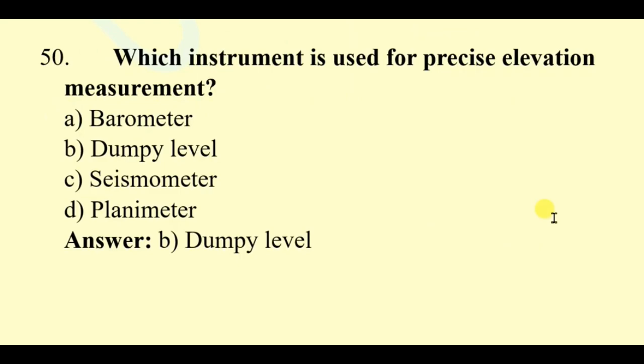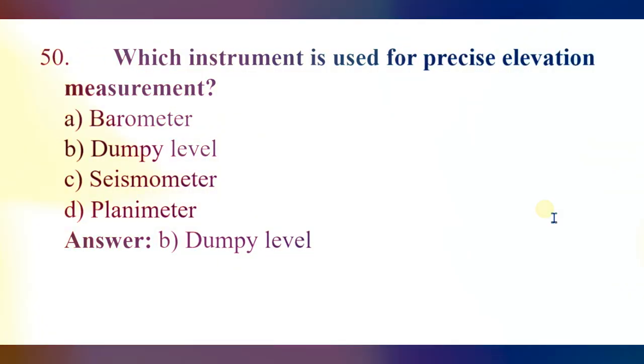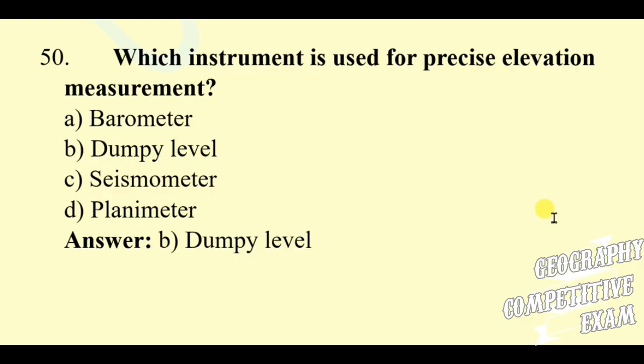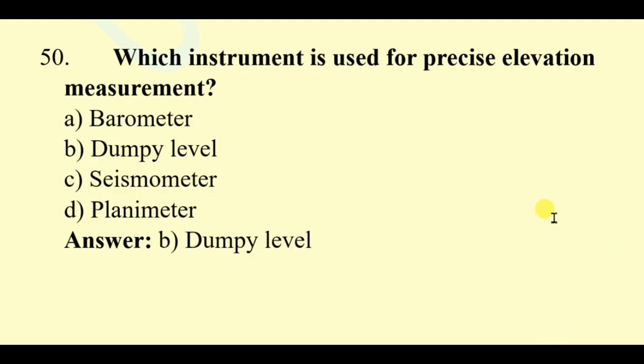Last question of this video of the part 1 series of topographical map MCQ questions. Question number 50. Which instrument is used for precise elevation measurement? Barometer, dumpy level, seismometer, planimeter. Here the right answer will be dumpy level.